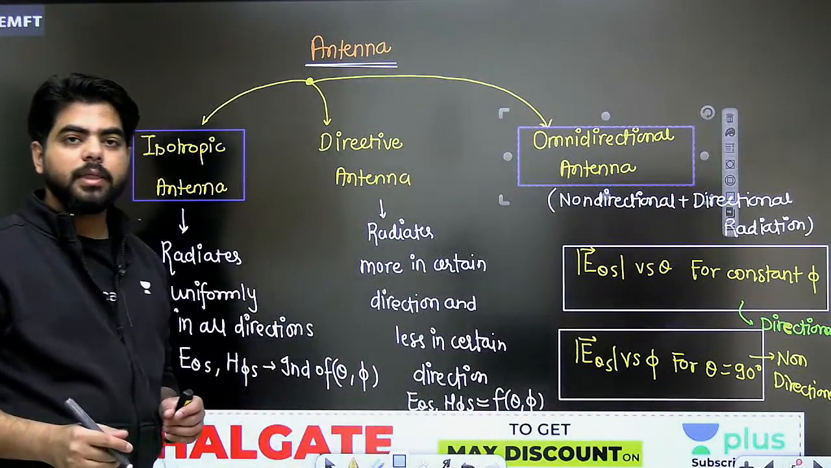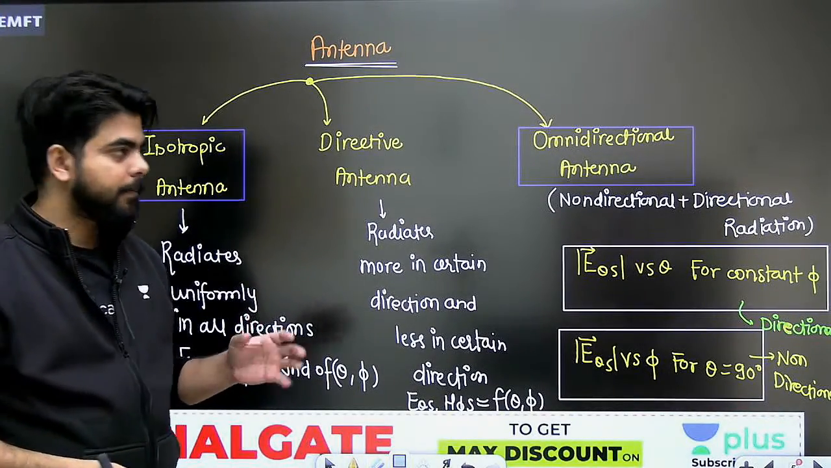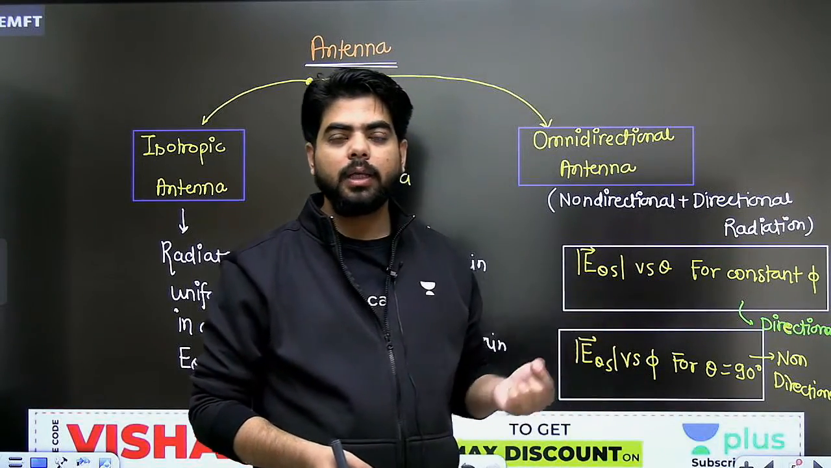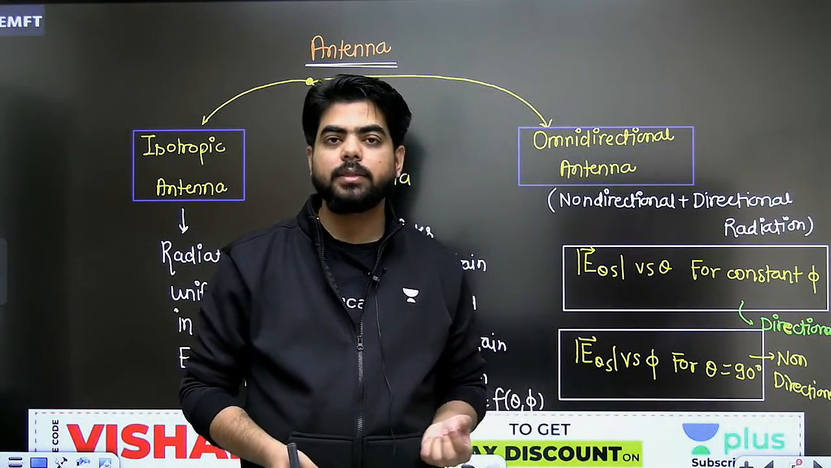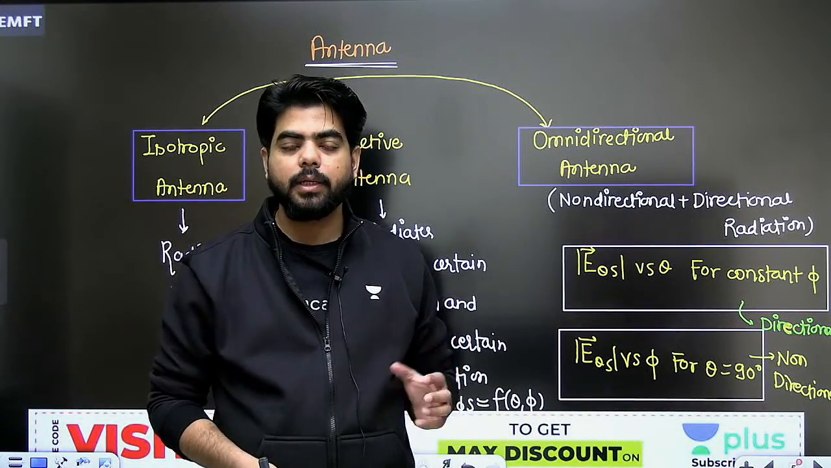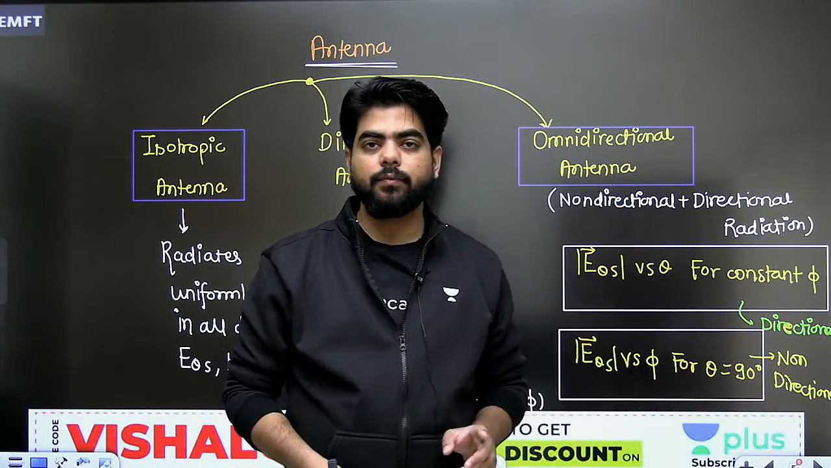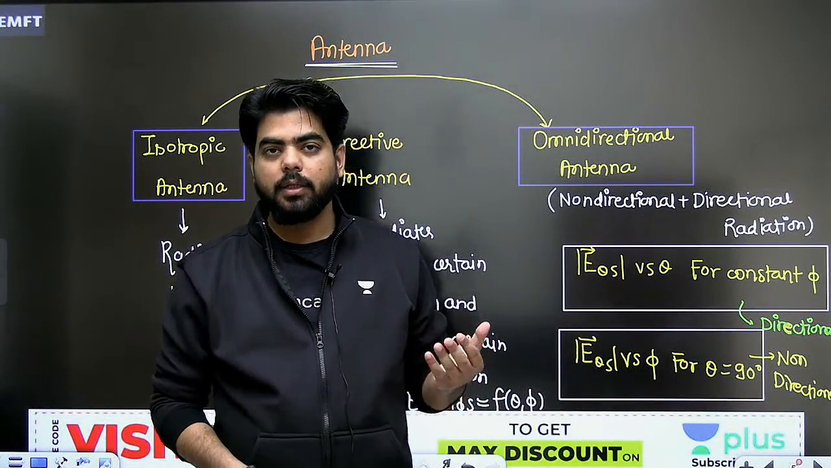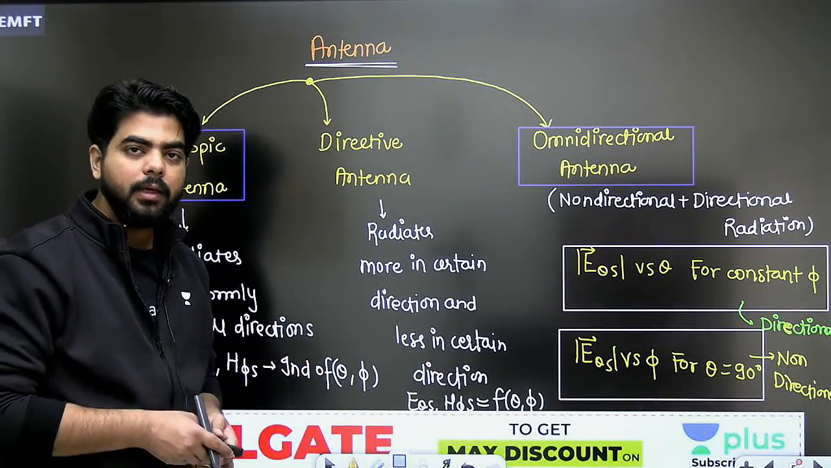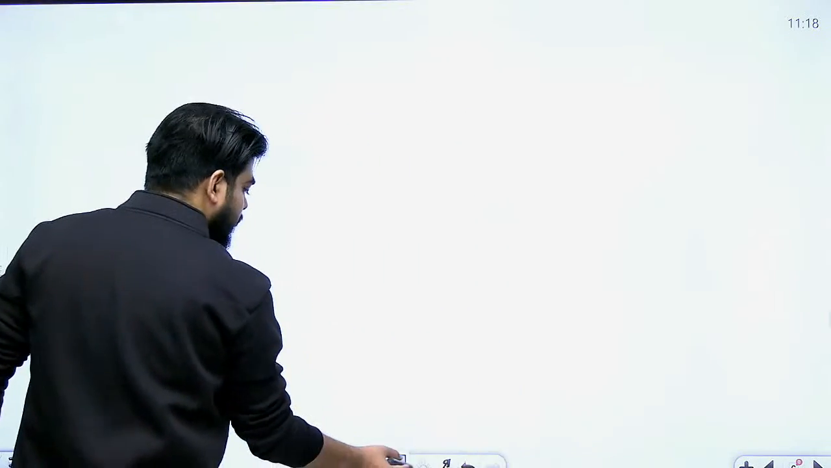So if in a question it comes that it is an omnidirectional antenna, it does not mean that it radiates equally in all the directions. It means that there may be a combination of non-directional and directional radiation patterns. If you are plotting the graph of mod of E theta s versus theta for some constant phi, they will have certain directions in which they will radiate. But if you are plotting E theta s versus phi for theta equal to 90 degrees specifically, in that particular case your radiation pattern will become uniform, or maybe it will become independent of theta and phi. So let us try to understand more about this omnidirectional pattern.